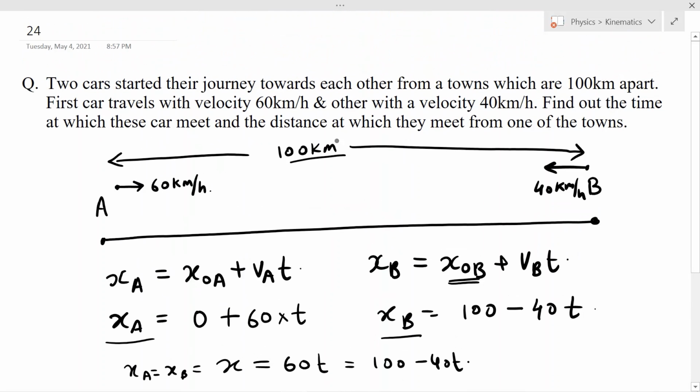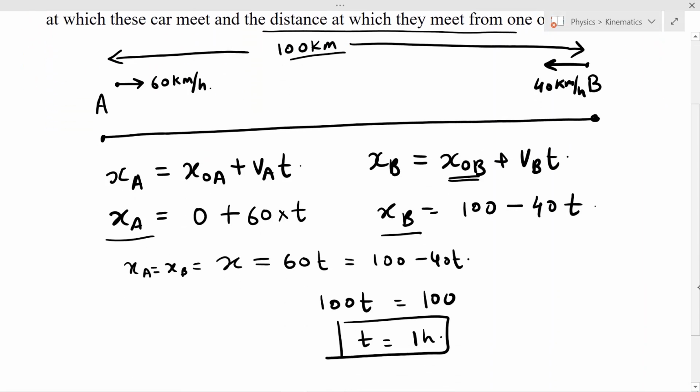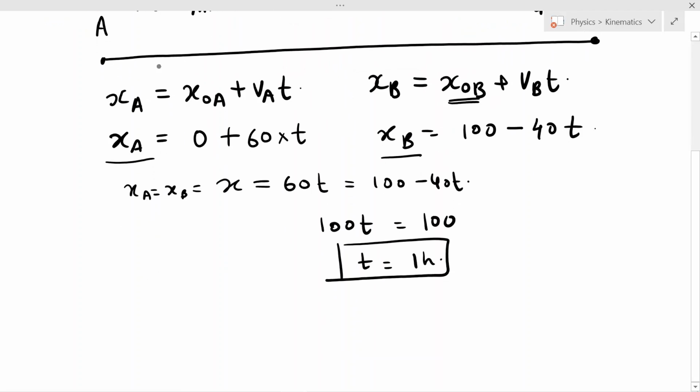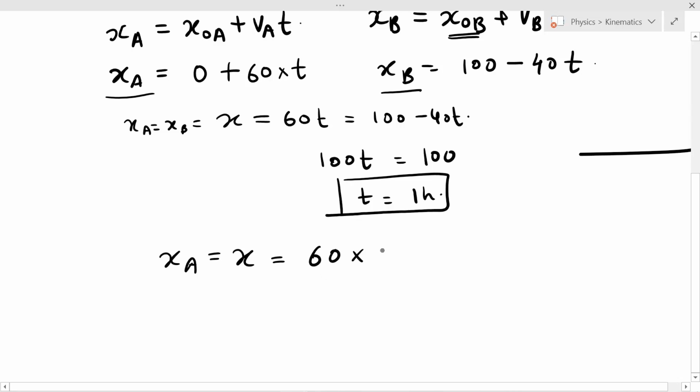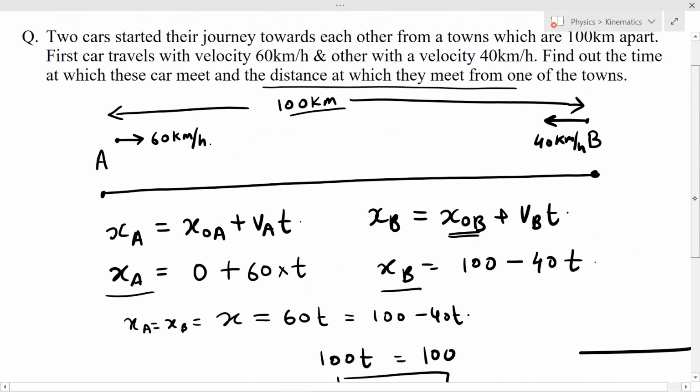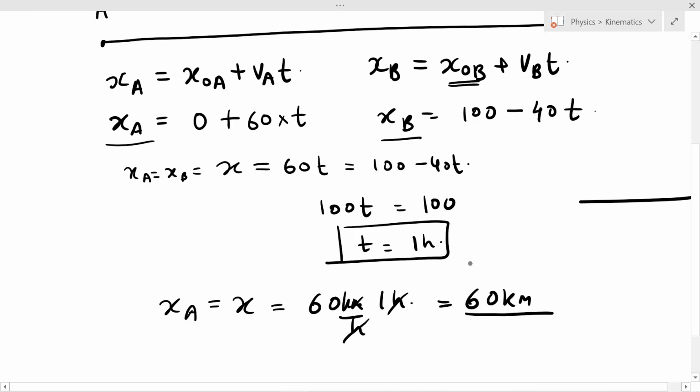So they meet at time 1 hour, and we have to know the distance at which they meet from one of the towns. So let's say we calculate the distance from A. We know xa at time t equal to 1 hour. Va is 60 kilometer per hour, so the hours get cancelled. So this is 60. So from 60 kilometer from town A, these two cars meet at a time of 1 hour.